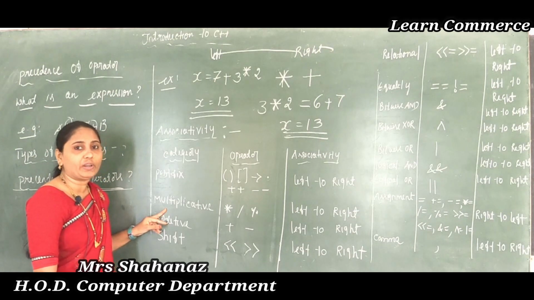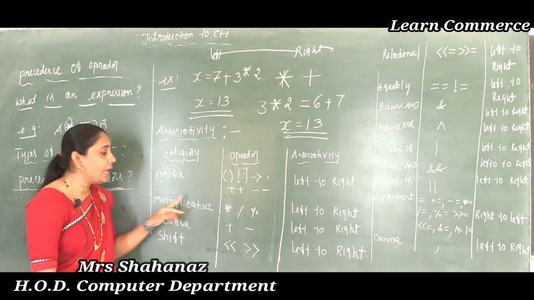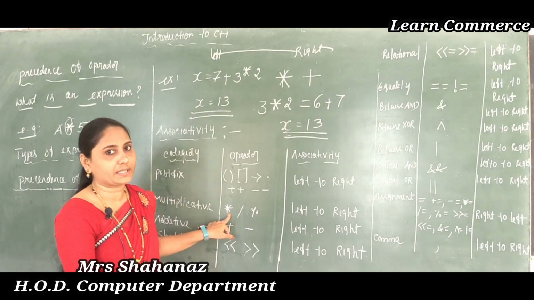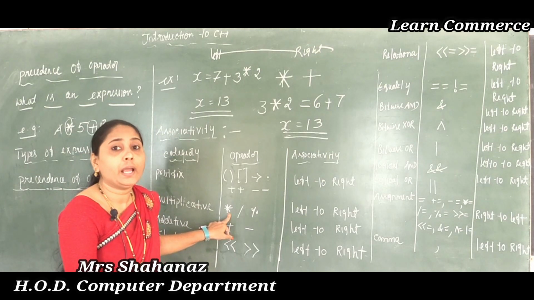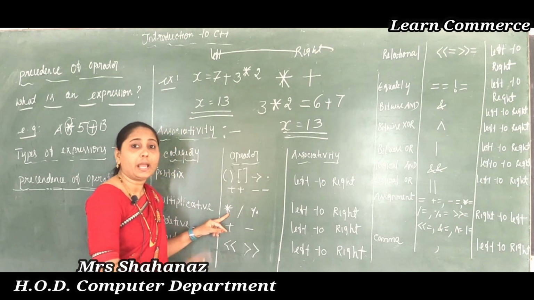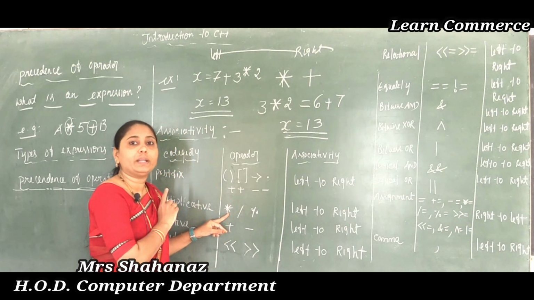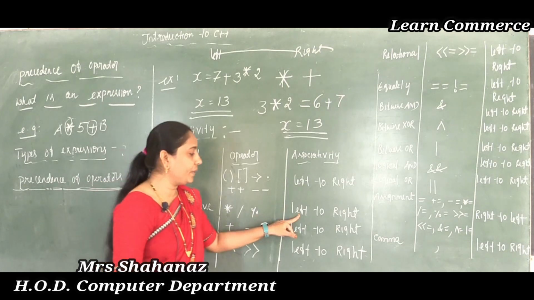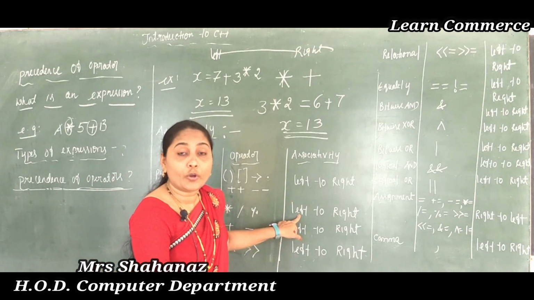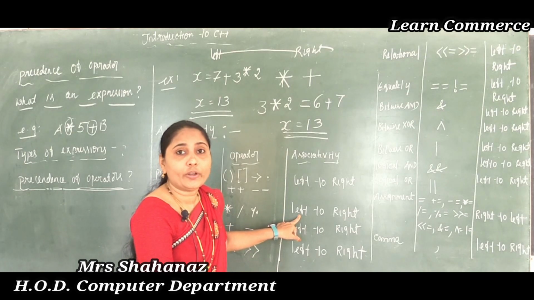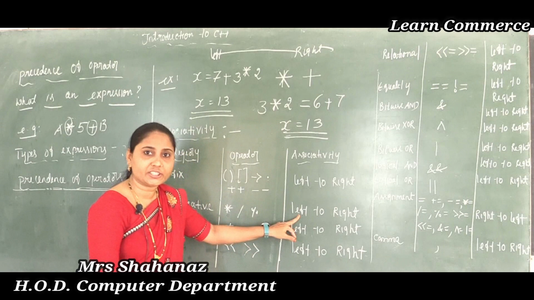So in multiplicative, which operators do we get? In multiplicative we have multiplication, divide and modulus. Clear this one? In multiplicative, multiplication, divide and modulus here. So first of all we need to give importance to the multiplication, then to our divide operator, and later to our modulus operator. That means it is also going to calculate left to right. Okay? It is going to calculate from left to right in this case here.